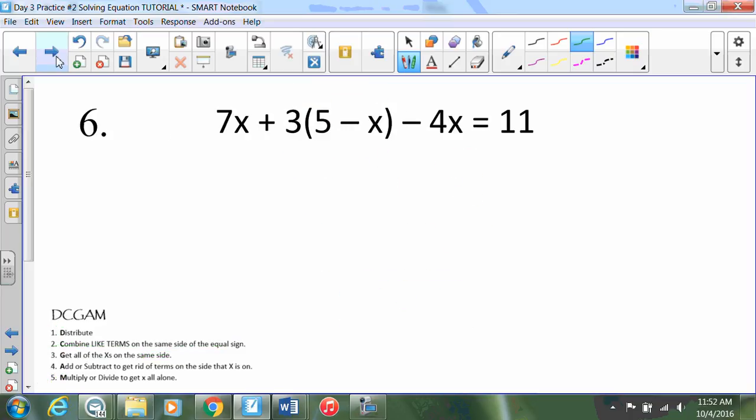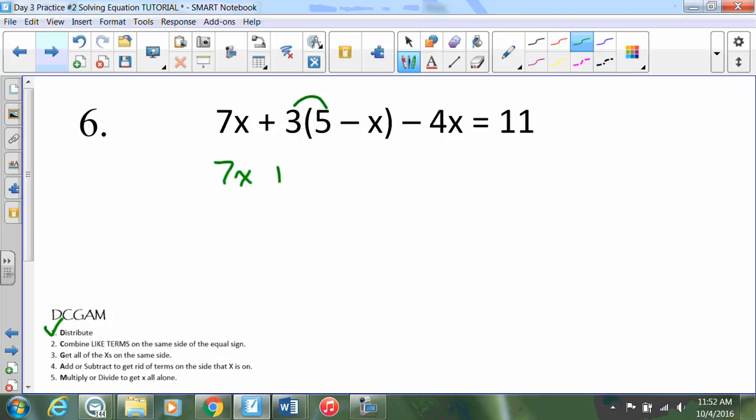Okay, and with number 6, we're looking at distribute first. Can we distribute? Absolutely we can. So let's go ahead and do it. I'm going to ignore the 7x. In fact, I'm going to pull the 7x down to remind myself, don't do anything with that 7x. So here we go. I'm going to distribute.